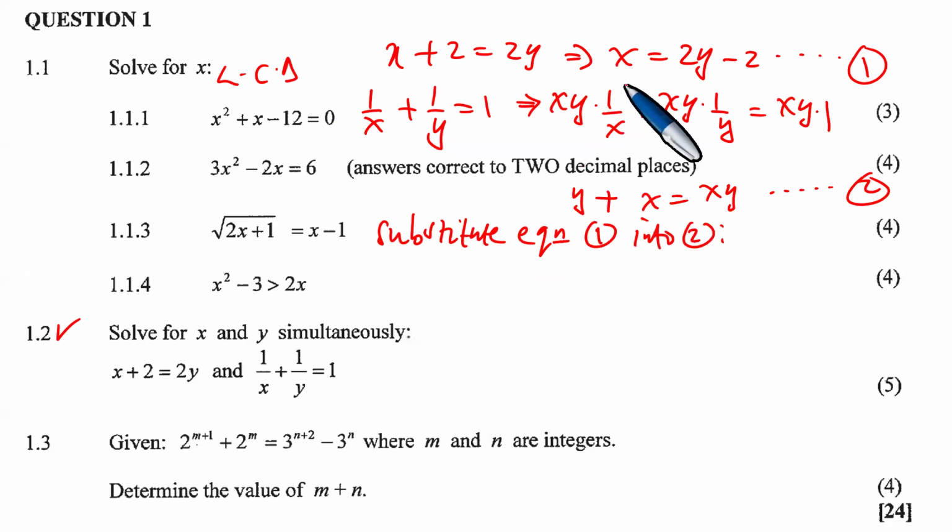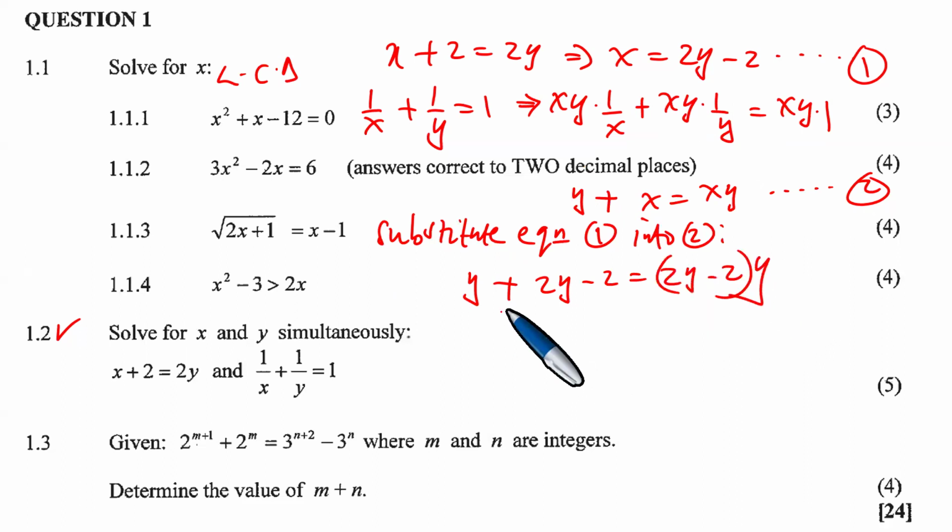Now equation 1 is x equals that. So wherever there is x, we put 2y minus 2. So you have y, here there's x, so you put 2y minus 2, and here there's x, we put 2y minus 2, and the result is xy. So y plus 2y gives us exactly 3y minus 2. Multiplying here, this is called the distributive law. So 2y times y gives us 2y squared, and minus 2 times y gives us minus 2y.